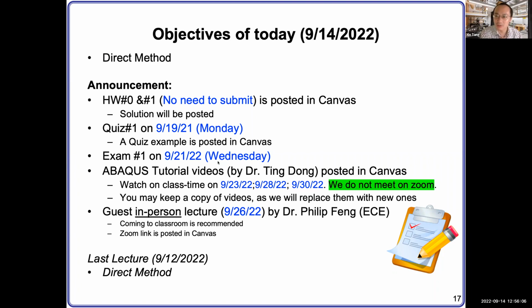Please shout out if you have any questions so that all the classmates will be on the same page. That's excellent. So I saw a question: will exam one include the truss element in addition to the direct method and the matrices? No, exam one will only cover all the materials we have discussed so far.